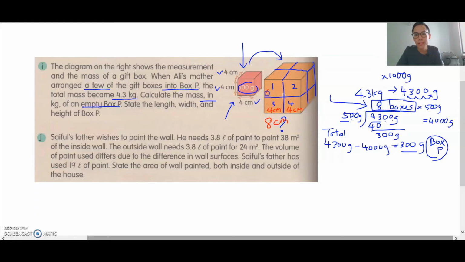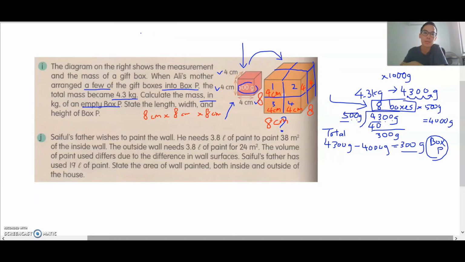right? For the height, it is also the same. One box is 4 cm, 2 boxes is 8. For the width, is also the same. One box is 4, 2 boxes will be 8. So the length and width and height of box P will be 8 cm times 8 cm times 8 cm, because this is a cube. So all the length, width and height will be the same.